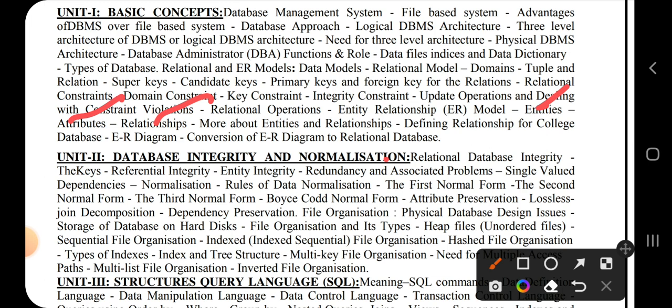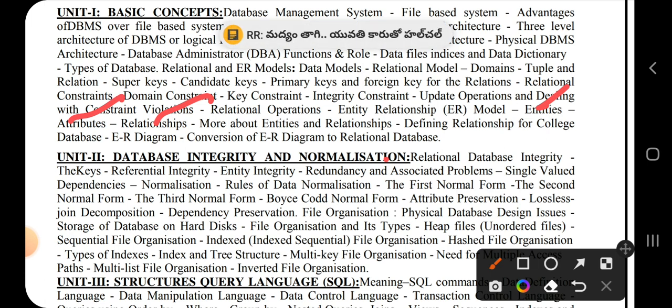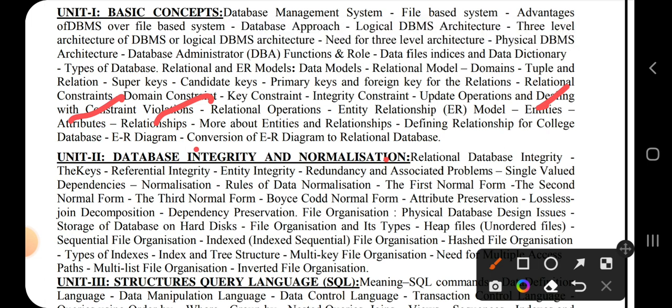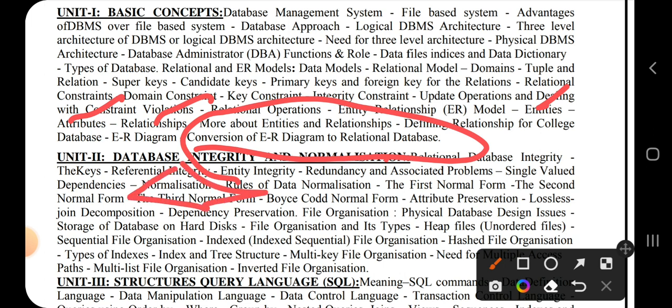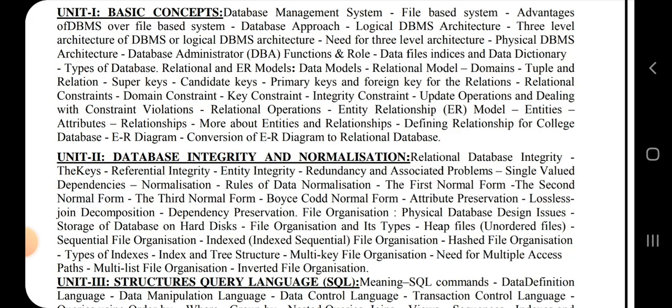Define relationship for the college database and ER diagram, conversion of ER diagram into relational model. See, it is a very important question here. They will give you an example, or else ask you to take an example in order to convert the ER diagram into a relational model. That is, they will give you the ER model where you will have a relation between two entities and attributes of the entities, and you need to convert them into table format. Just go through them, it is very important.